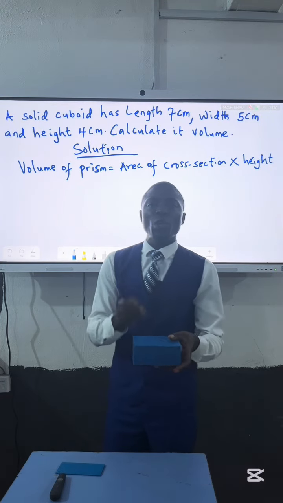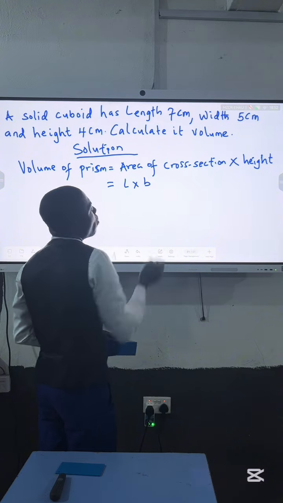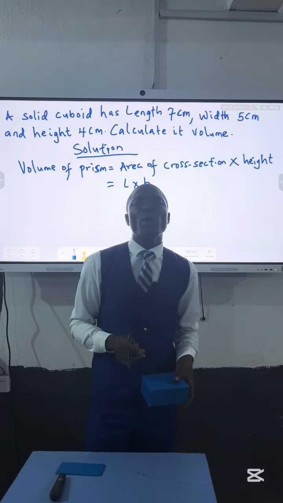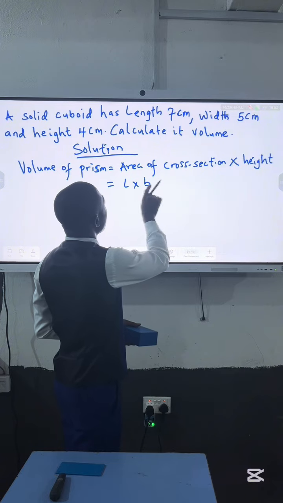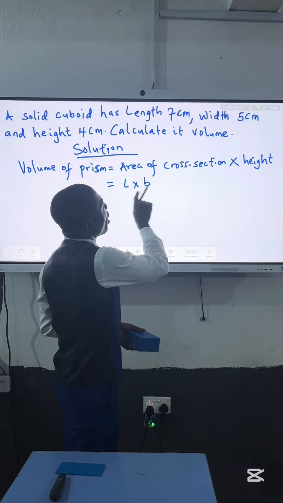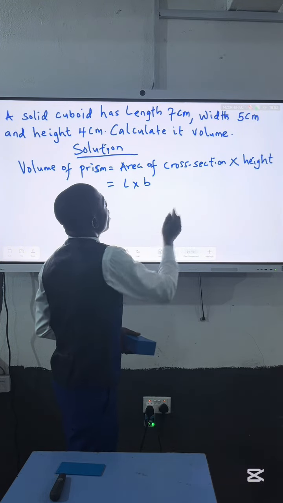So, area of cross section times height. Because we are talking about a cuboid, the area of cross section is going to be length multiplied by breadth, because the cross section of a cuboid is a rectangle. This is the formula for finding the area of a rectangle. Now we multiply by the height. So you go and fetch the length. The length is 7 cm, multiplied by the breadth or the width, which is 5 cm, multiplied by the height, which is 4 cm.